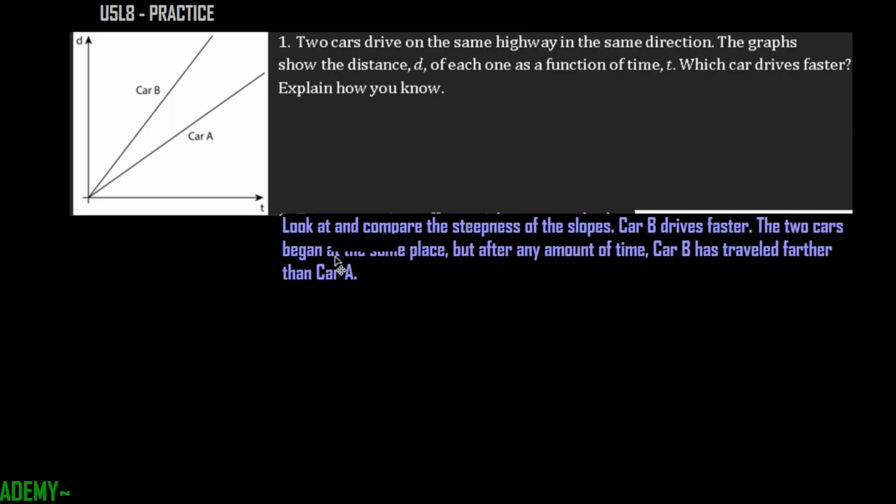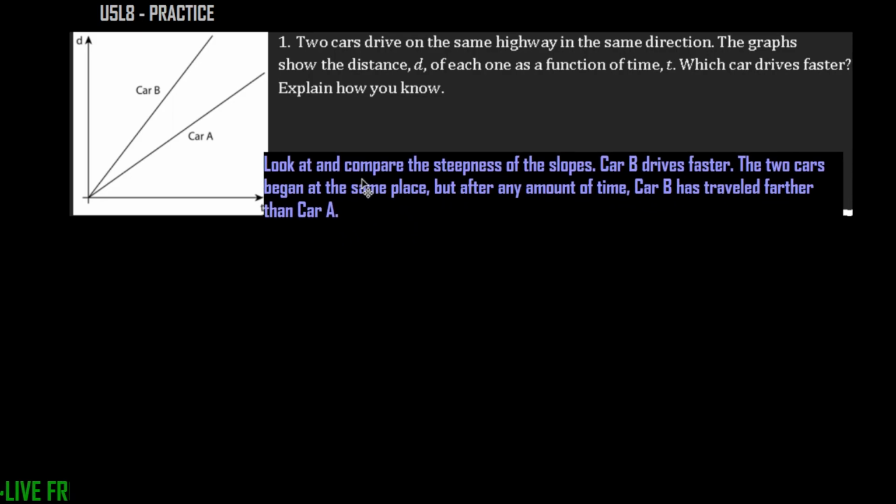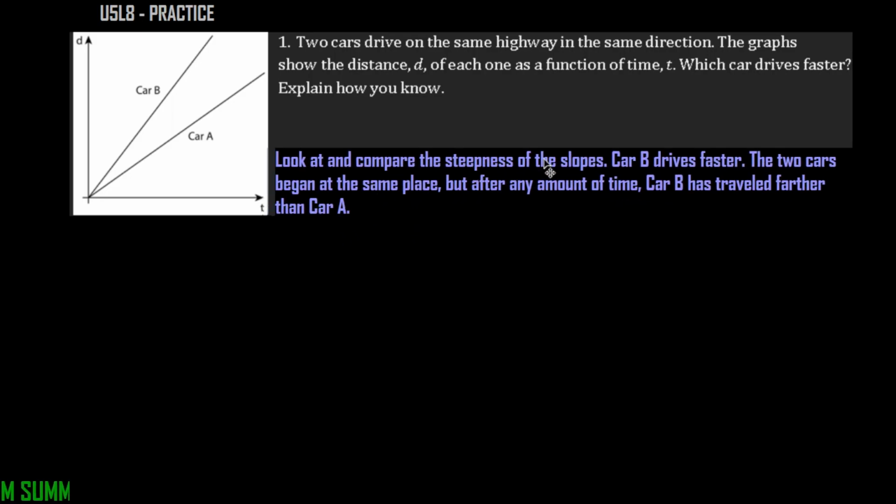So a couple things with this one. We're going to say that if you compare the steepness of the slopes, that's how you figure it out. So I'm talking about how steep car B is versus car A. Notice how, as we move from left to right, car B is increasing faster. So we're going to say car B drives faster. The 2 cars began at the same place, but after any amount of time, car B has traveled farther than car C. And notice how it goes through 0, 0, so we're saying those are proportional as well.